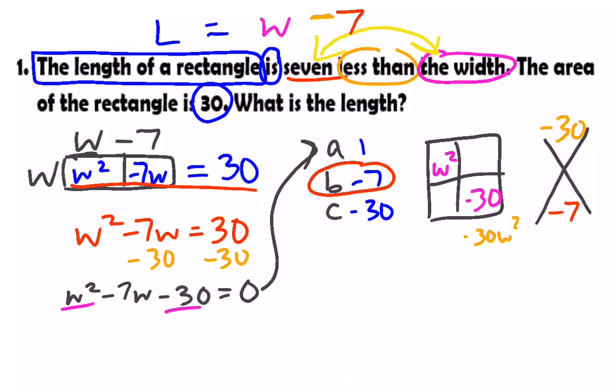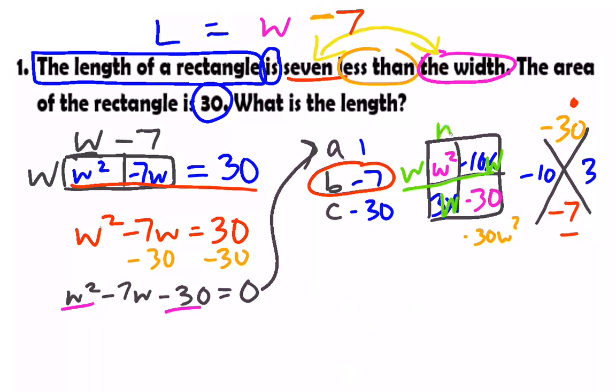And now we ask the question, what two numbers multiply to negative 30 and add to negative 7? And those are going to be negative 10 and positive 3. So negative 10W and 3W. Now we need to factor out the GCF of my first row. Whoops, we're using W, sorry. So let's put W's there.